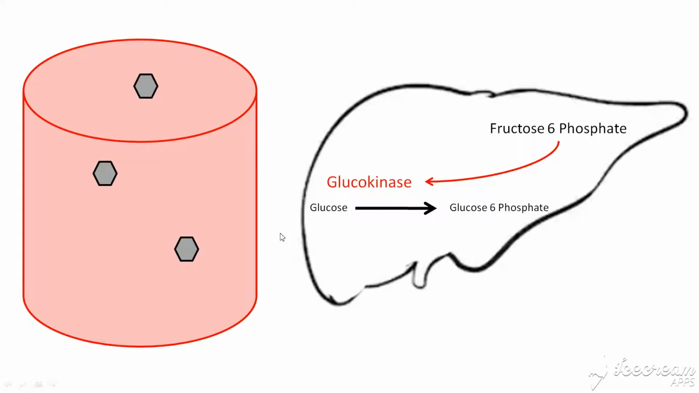Now, let's say a person is in a fasting state, so he has very scarce amounts of glucose in his blood. So low glucose in the blood means there's going to be low levels of insulin. So in this case, fructose 6-phosphate is going to be free to inhibit glucokinase. So in this situation, the liver is not going to be taking up any glucose from the blood. And this is important because you want that scarce amount of glucose to remain in the blood and supply vital organs like the brain.